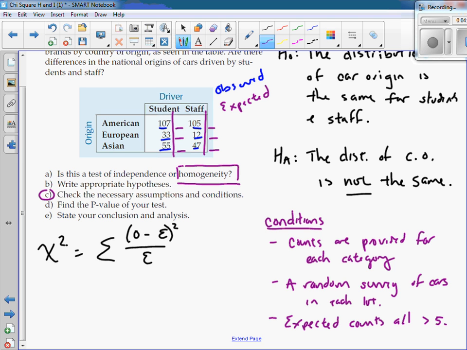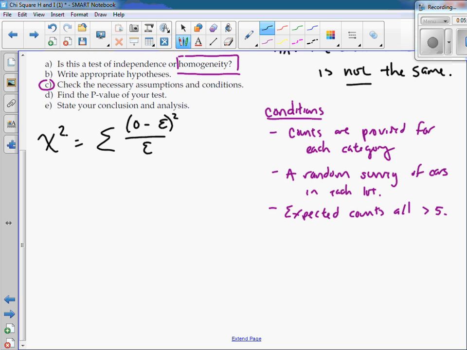Now, there's two things I want to talk about with expected counts. One, I have seen many a multiple choice question asked just for the expected count for a particular cell.